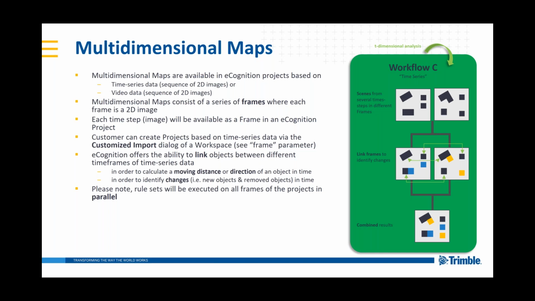And an important thing to note here: when you set up your project in this multi-dimensional format, rule sets will be executed on all frames of the project in parallel. Because I'm setting up my frames in a workspace with individual projects, the rule set will be executed in parallel on the various frames, as opposed to the approach that we saw in workflow B, where I'm working with independent maps within a single project. Okay, so those are some of the differences and nuances that we need to consider when working with this time series data.